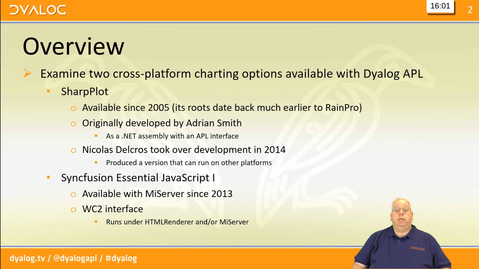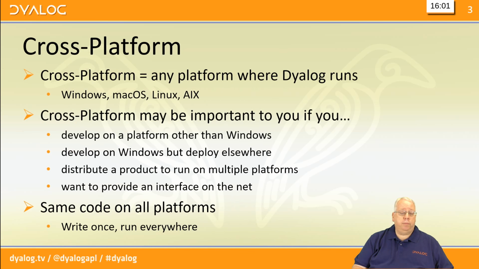The second option is Syncfusion's Essential JavaScript 1. And this has been available with MiServer since 2013. And it uses what we're calling the WC2 interface, and we'll talk a little bit more about WC2 in a bit. But basically, it will run under the HTML renderer that was introduced with Dyalog version 16, or MiServer.